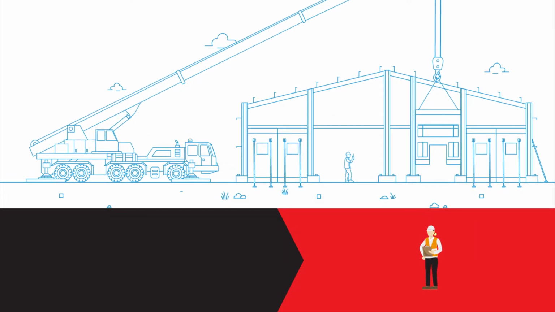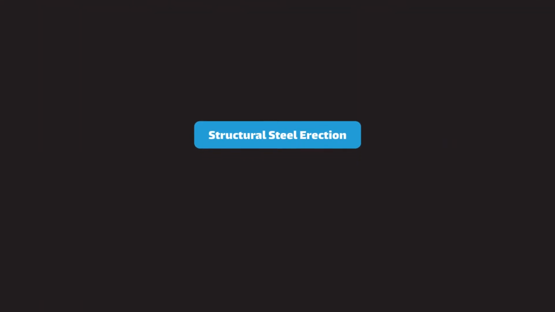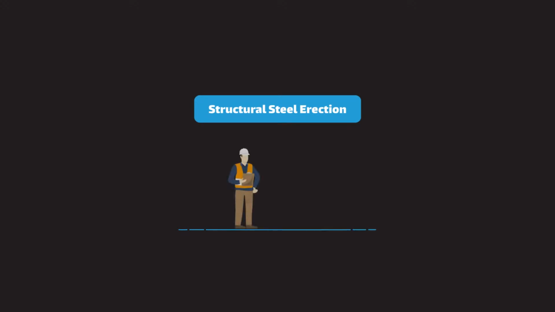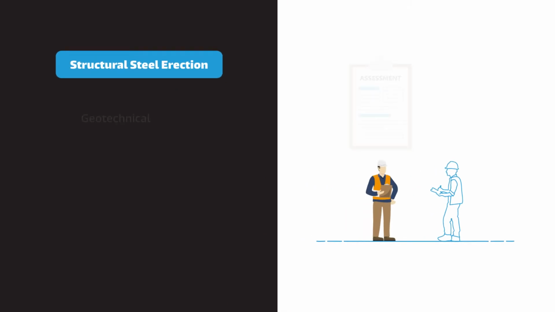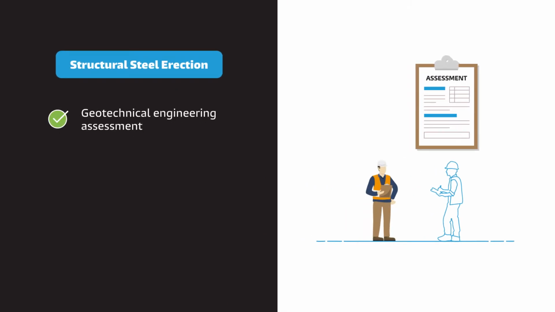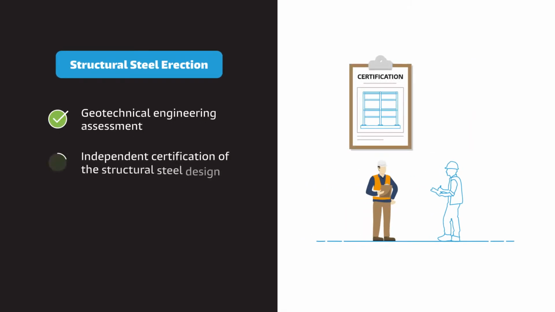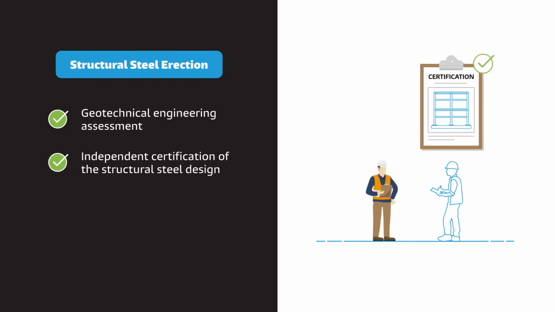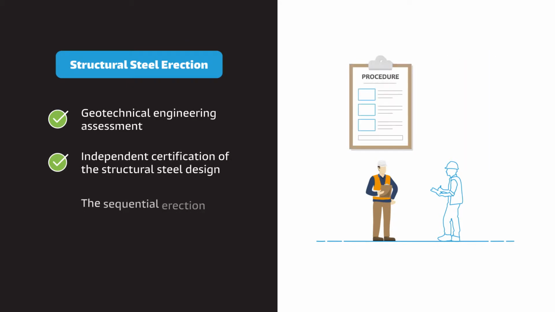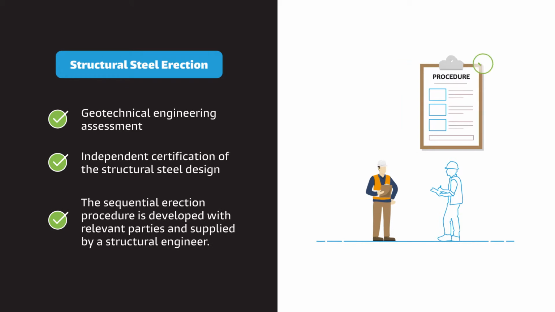delivery of the works. The structural steel erection checklist must be completed and signed off by the construction manager and project manager prior to works commencing, including geotechnical engineering assessment, independent certification of the structural steel design, and the sequential erection procedure developed in consultation with our project team and supplied by a structural engineer.